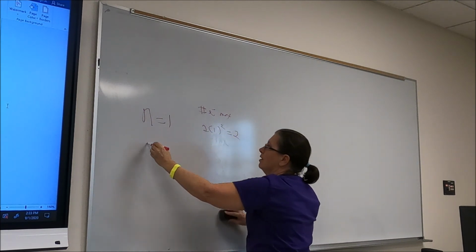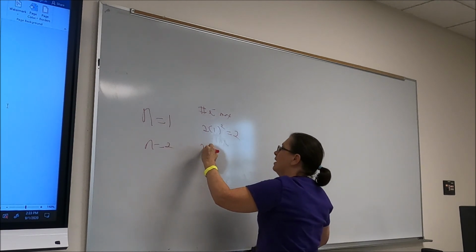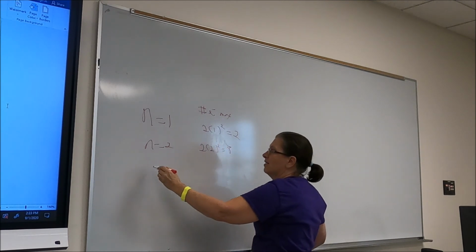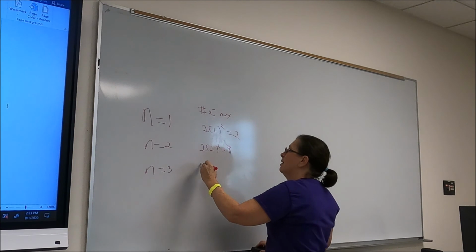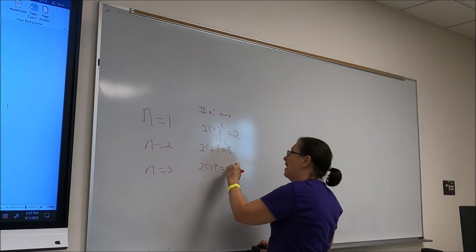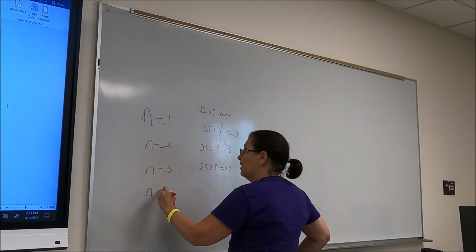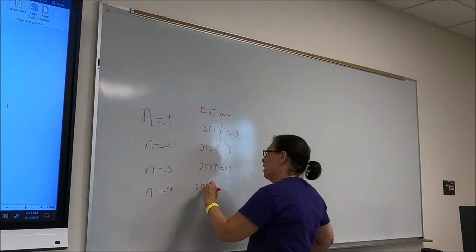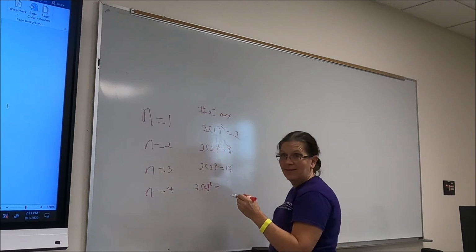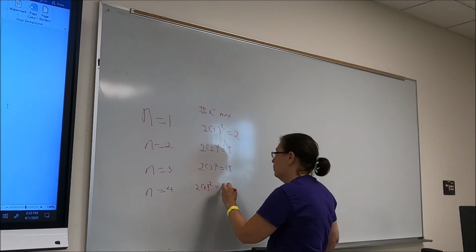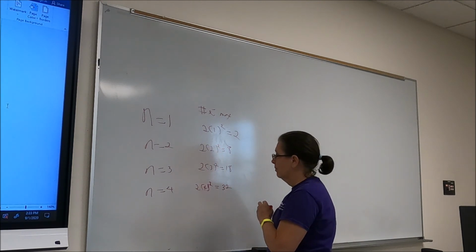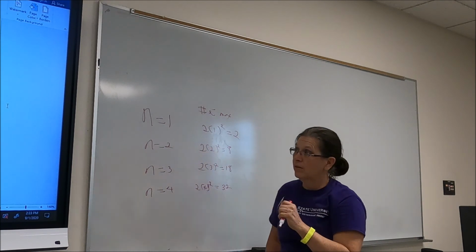which is 2. If n equals 2, then I have 2 times 2 squared, so that's 2 times 2 is 4, times 2 is 8. When n equals 3, I get 2 times 3 squared, so 3 times 3 is 9, times 2, that's 18. And if we go up to n equals 4, I have 2 times 4 squared. 4 squared is 16. 16 times 2 is 32. Okay? So you see a pattern here.